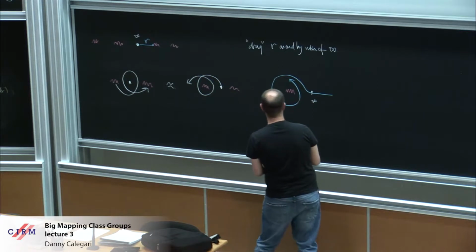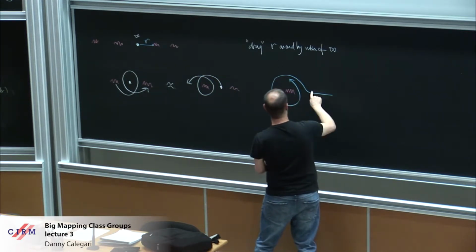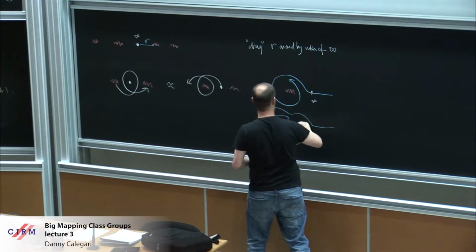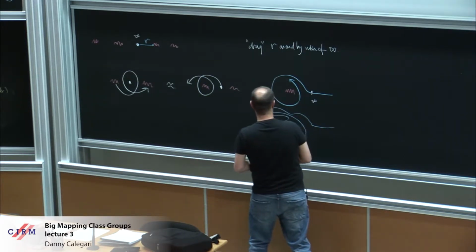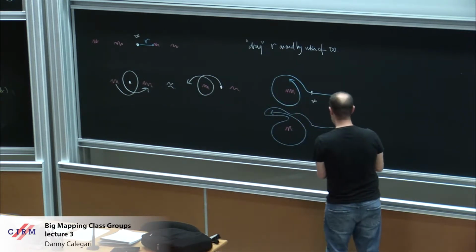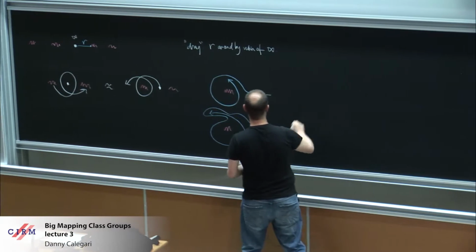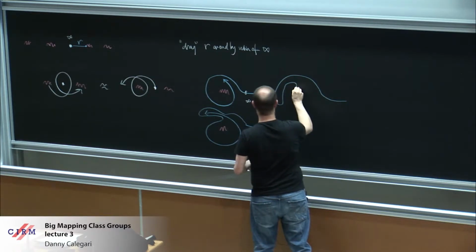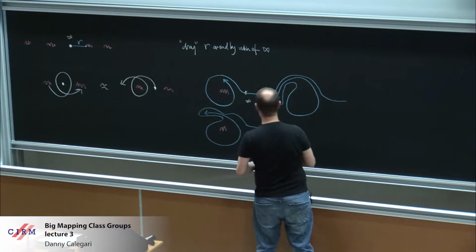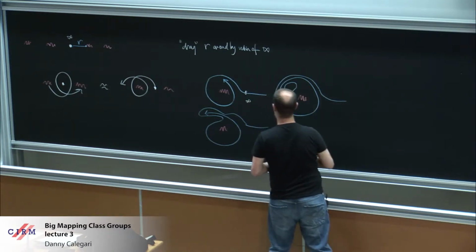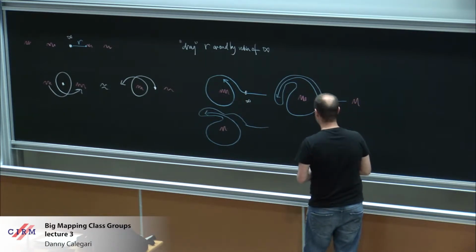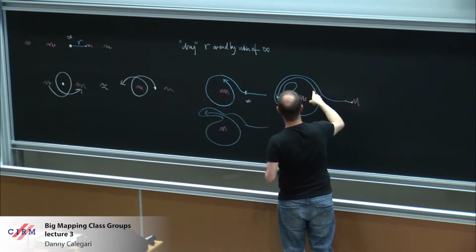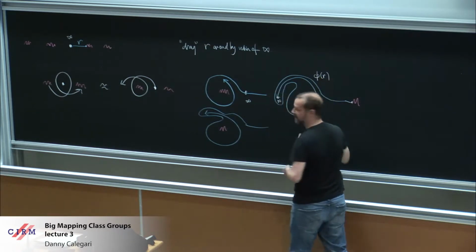So I'm going to draw it like that. Sorry, so infinity is kind of being pushed along like this. So this is sort of the picture here. And at the end, when I've moved it all the way, that's sort of the end of the motion. So this ray here is the effect of phi on the ray R.